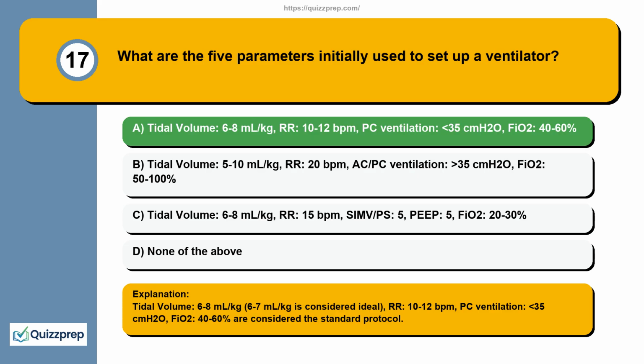Tidal volume 6 to 8 ml/kg, with 6 to 7 ml/kg considered ideal, RR 10 to 12 BPM, PC ventilation 35 cmH2O, and FiO2 40 to 60% are considered the standard protocol.